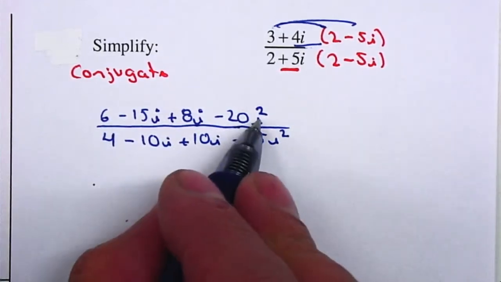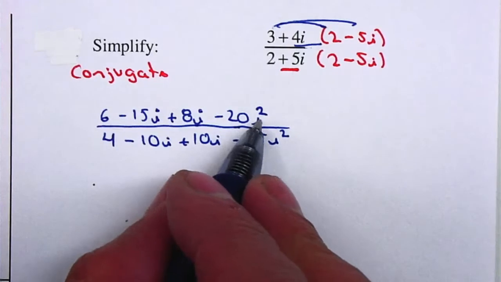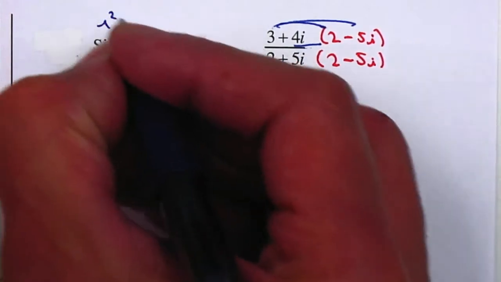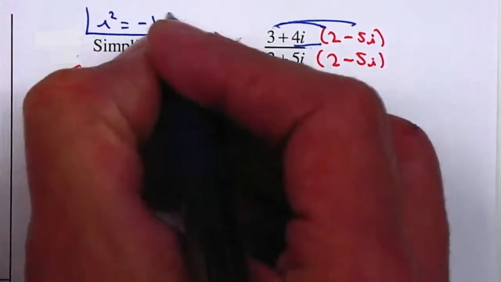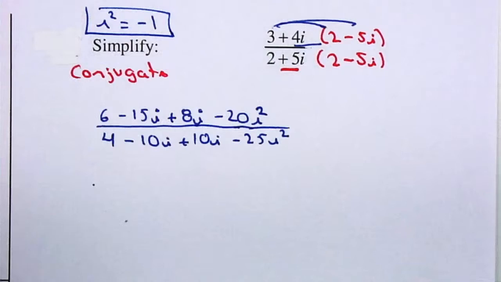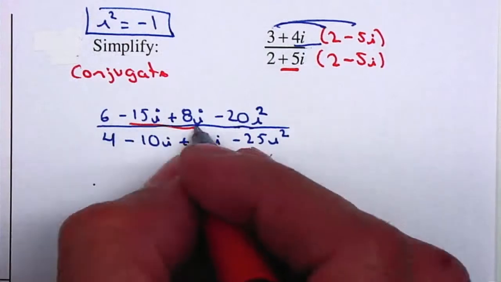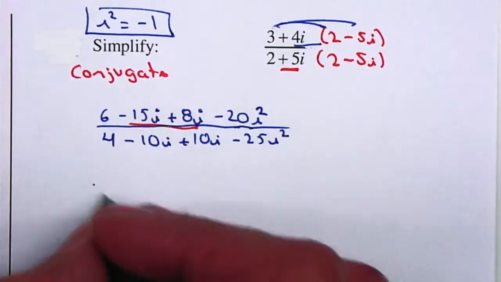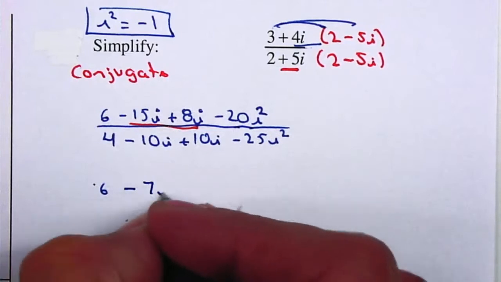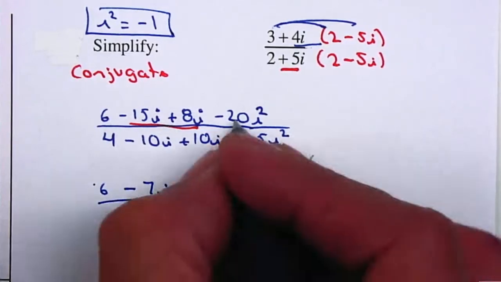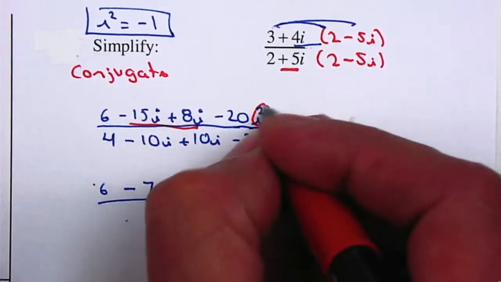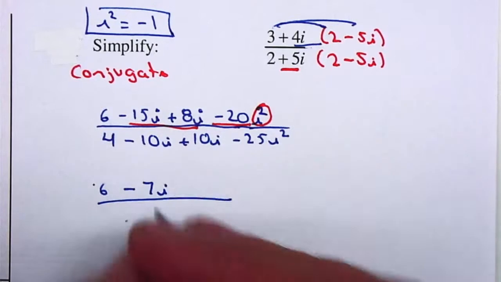Remember your definition: i is equal to the square root of negative 1, but i squared is equal to negative 1. And that's the definition that we're going to be using. I'm going to combine like terms. So we have 6 minus 7i. And i squared is equal to negative 1, times the negative becomes a positive 20.